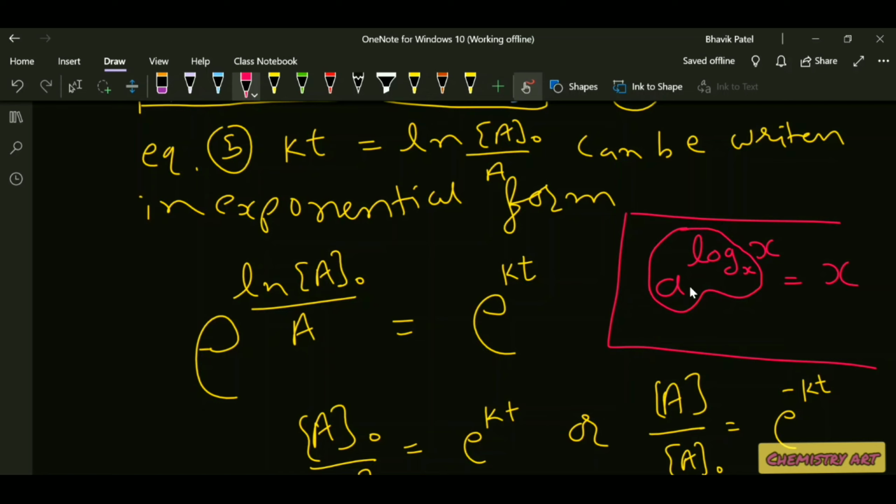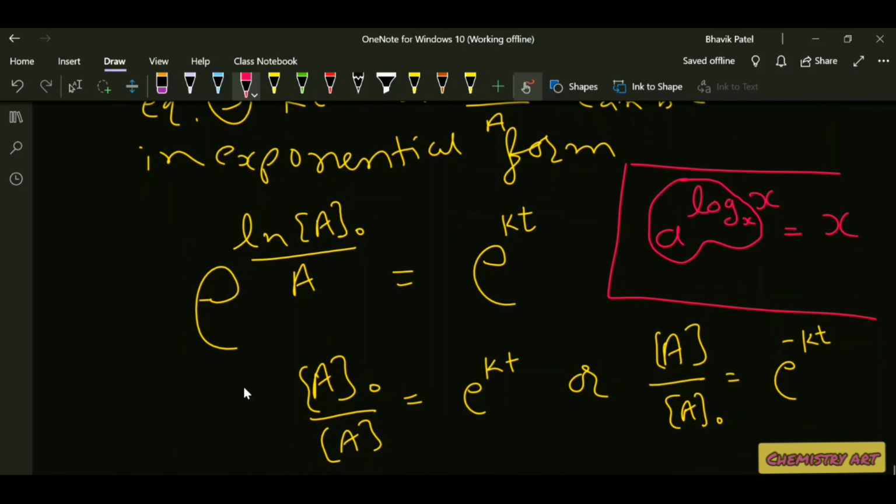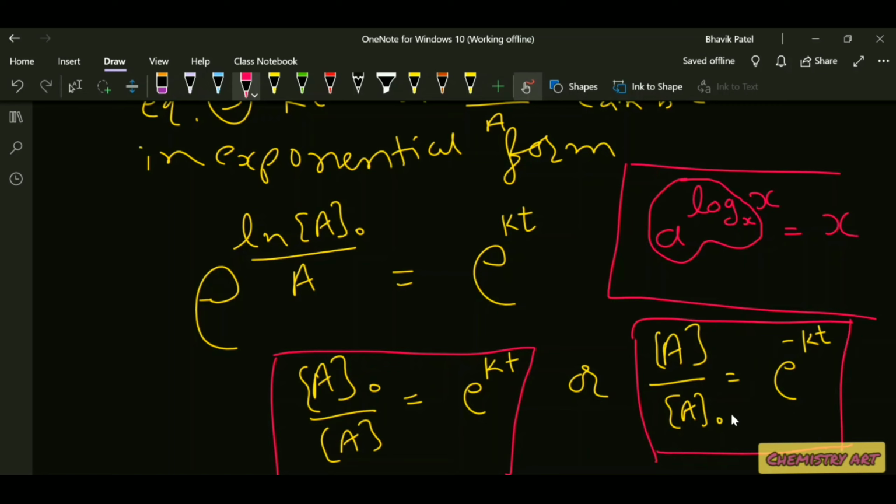That's why we have written e to the power ln A naught upon A is equals to e to the power kt, and the final formula will be A naught by A is equals to e to the power kt. So this is another important formula, and this one is also an important formula, just rearranging this equation. Here the kt is a positive exponent, and here the kt will be minus, and we have changed A naught upon A to A by A naught.